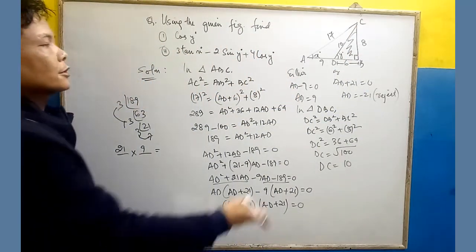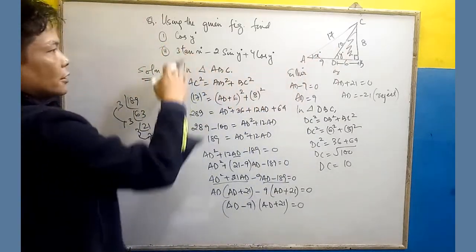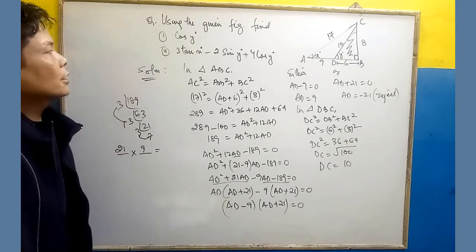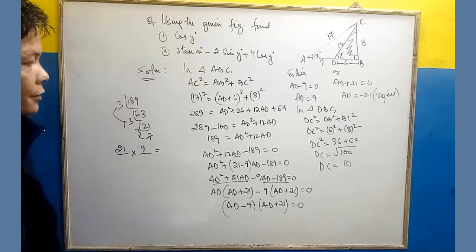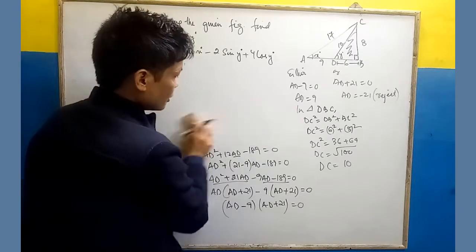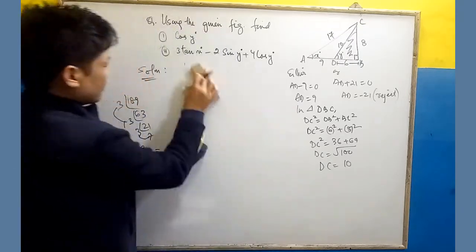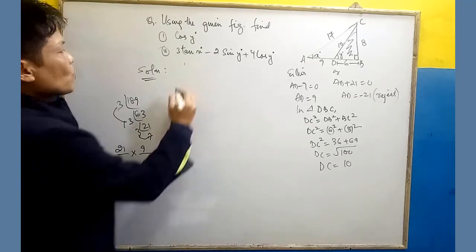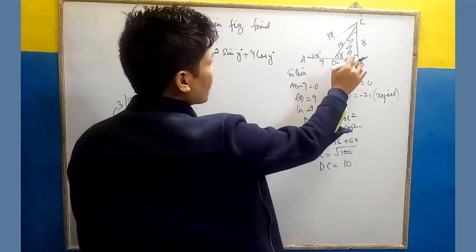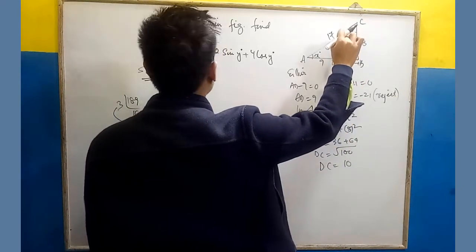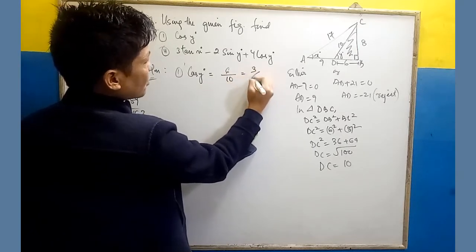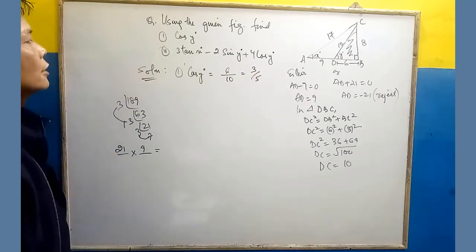Now we have all the sides of this triangle, so we can directly find out the value of cos y and the value of 3 tan x minus 2 sin y plus 4 cos y. So I'm going to erase this portion. Now cos y will be base upon hypotenuse. So base is 6 by 10, which is 3 by 5.